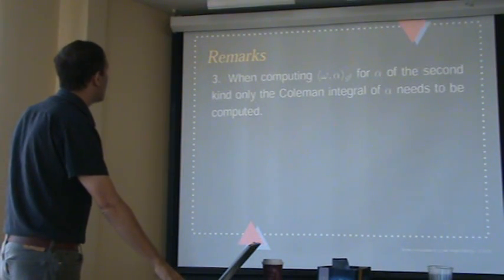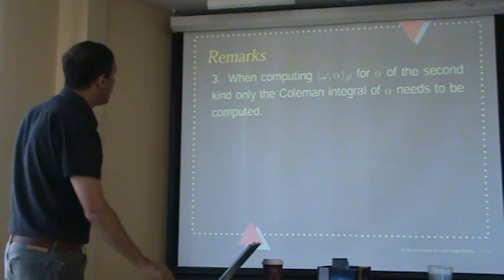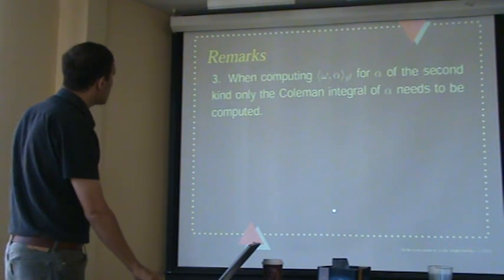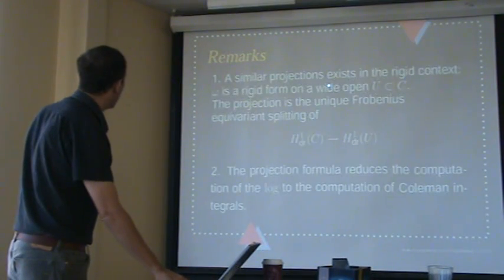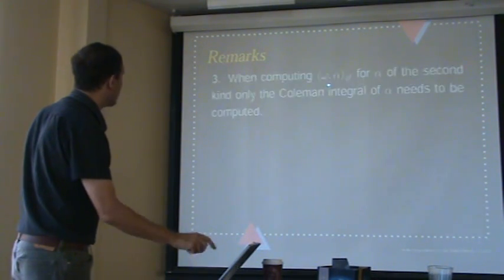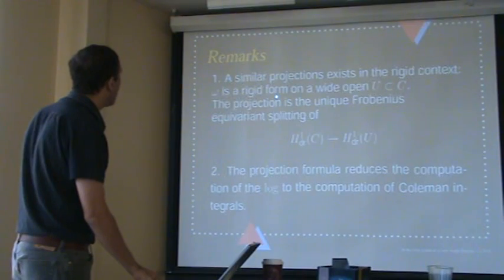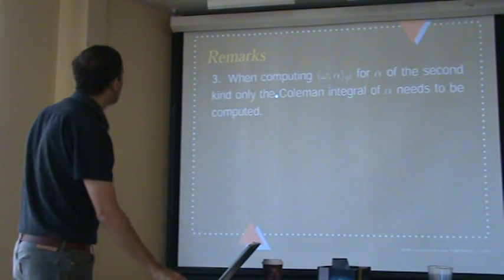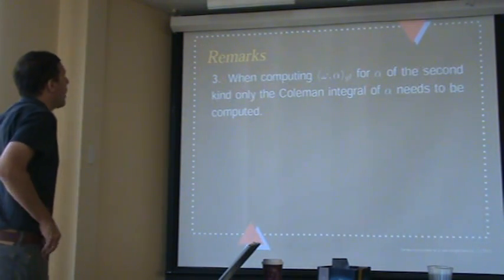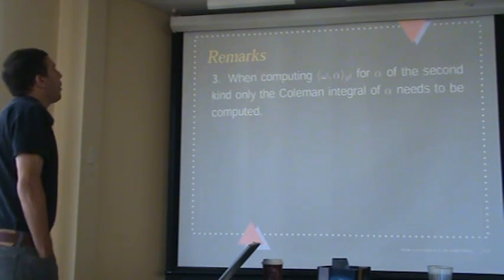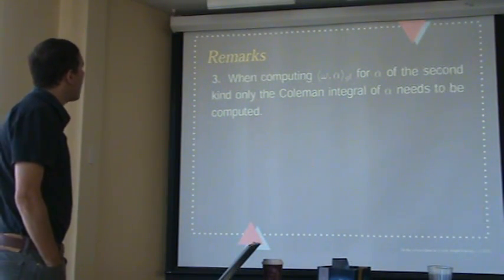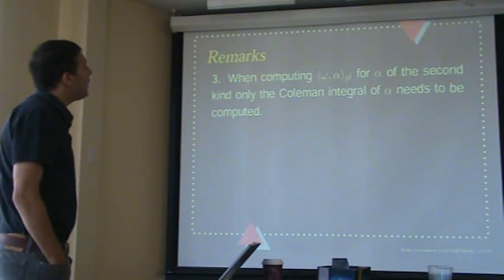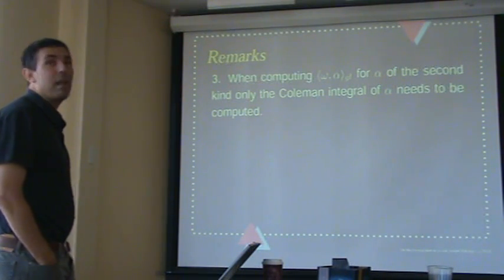Okay, now here are a few remarks. First remark, which is really crucial. If I compute the global pairing of omega and alpha, where alpha is of the second kind, I only really need to compute the Coleman integral of alpha.